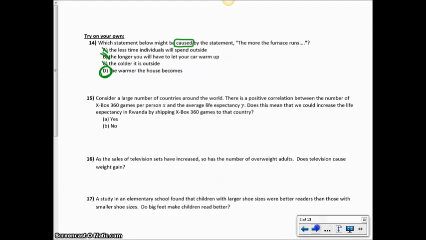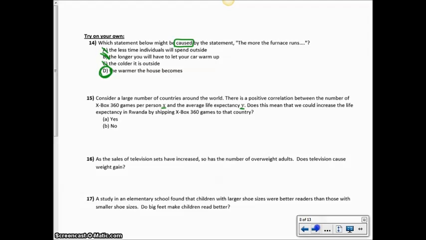Okay, so it's 15. Consider the large number of countries around the world. There's a positive correlation between the number of Xbox 360 games per person, which is X, and the average life expectancy, which is Y. So positive correlation means that it's going up. So does this mean that we could increase life expectancy in Rwanda by shipping Xbox 360 games to that country? It's a good question. So if we think that this is definitely going to cause this, then we might want to start shipping those Xbox 360 games. But if it's just something that might be correlated, then definitely not, because it's not going to actually make someone live longer.